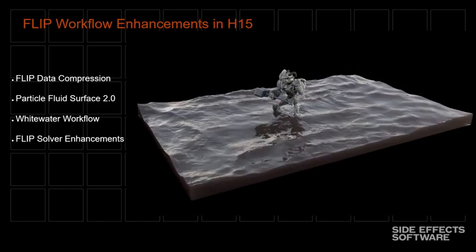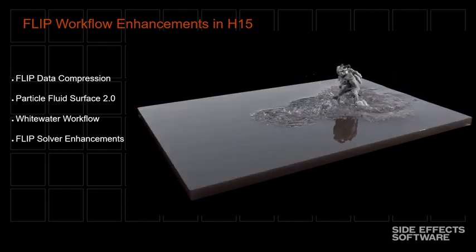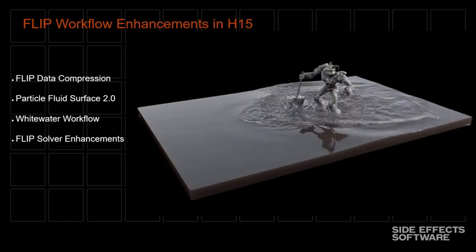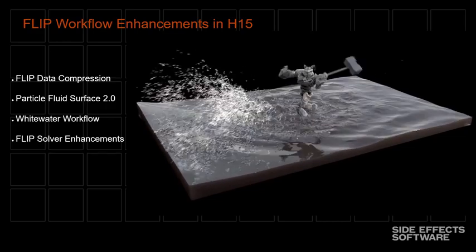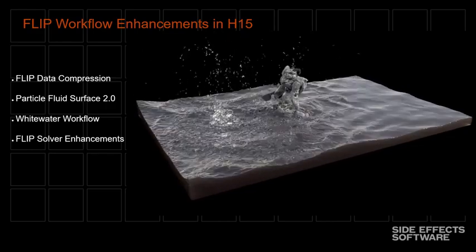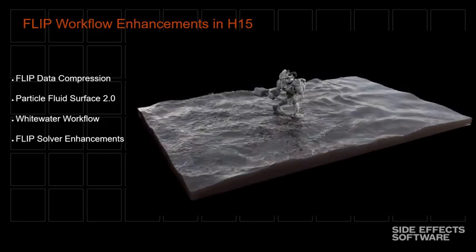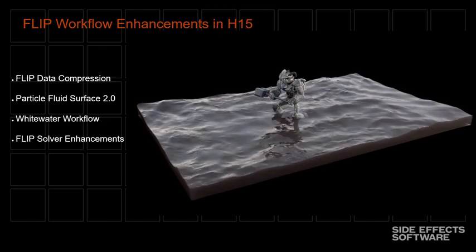So the tools that we've added are to help deal with the very large data sets that can be created by these simulations, tools to help surface these with one node, and to create secondary elements as well. So to that end, we've added a data compression node that reduces the amount of data that actually has to be stored to disk in the first place to represent the flip simulation.